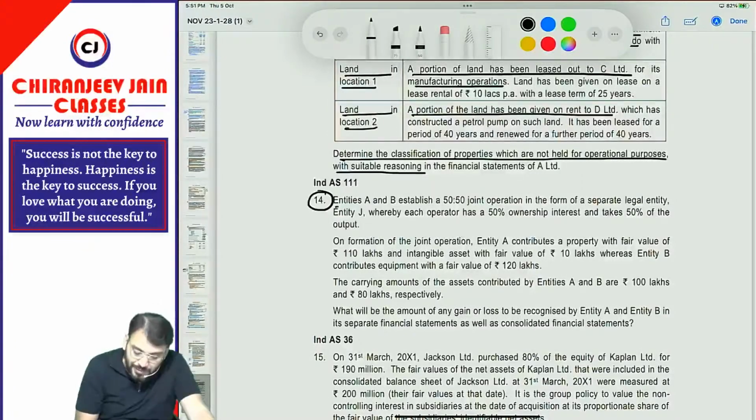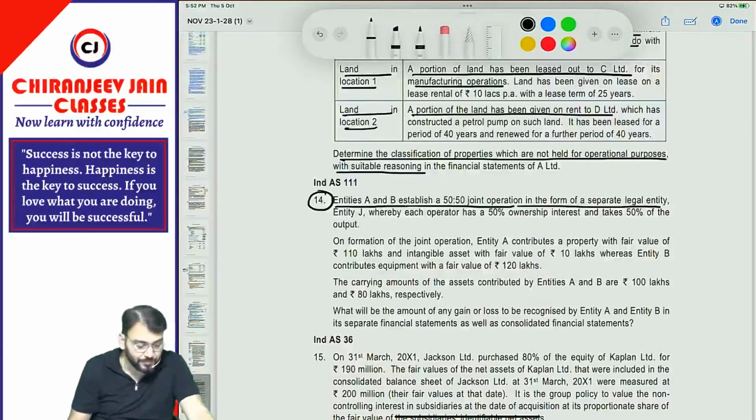14. Entity A and B establish a 50-50 joint operation in the form of a separate legal entity. In the form of a separate legal entity, it is a joint venture, Entity J, whereby each operator has a 50% ownership interest and takes 50% of the output. So it is a joint operation.